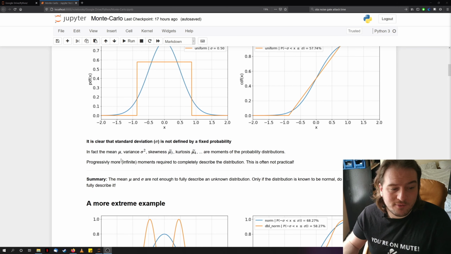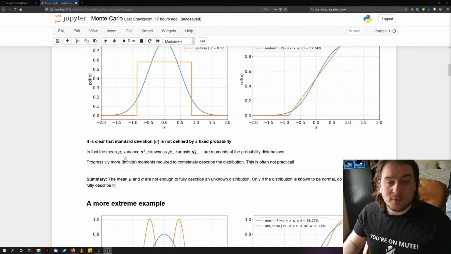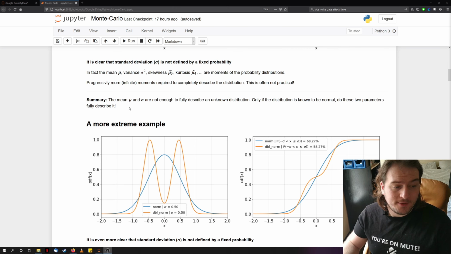So often when you're given a mean and standard deviation, you're told the distribution, or you know the distribution. These are the two moments required to completely describe a normal distribution. And so in summary, the mean and standard deviation are not enough to fully describe a distribution.